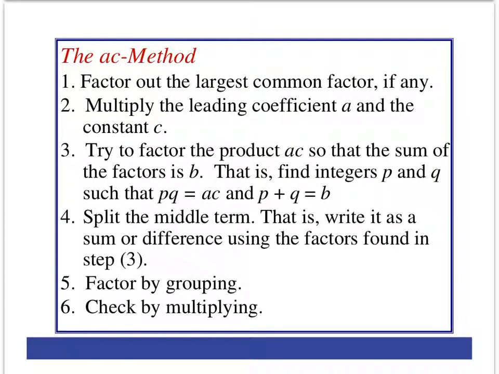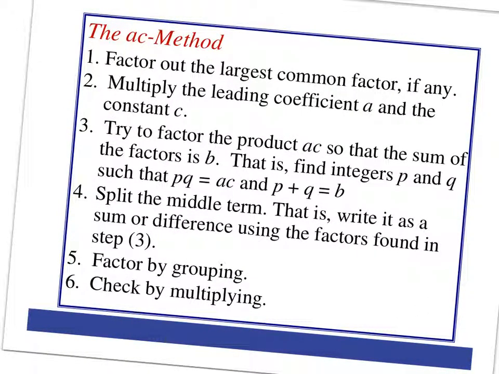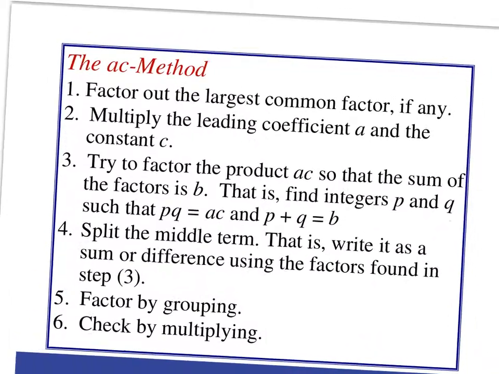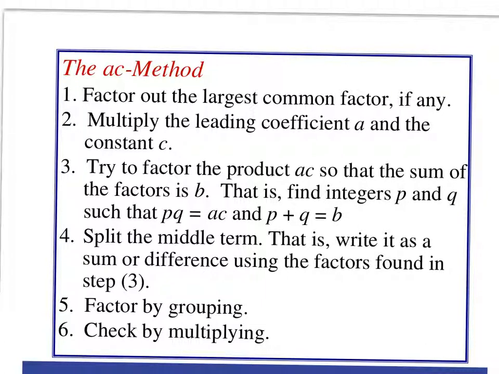The AC method. We're going to factor out the largest common factor, if any, multiply the leading coefficient A and the constant C. That's where the A and the C term comes from. So the A and the C. Try to factor the product AC so that the sum of the factors is B. That is, find integers P and Q such that P times Q equals AC and P plus Q equals B. I know that sounds funny, but it'll make itself work.